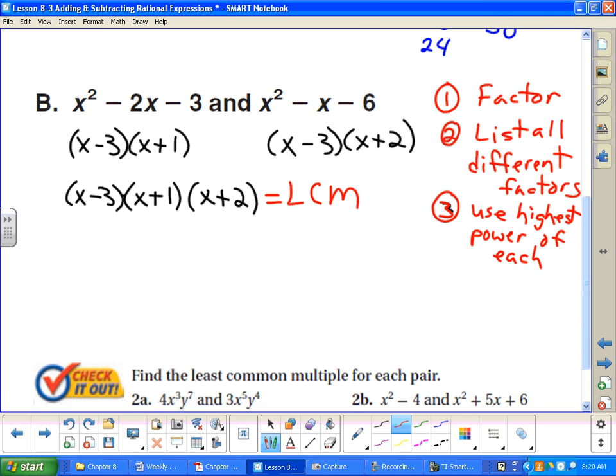So for instance, if it happened to be that this was x minus 3 to the third, then that means I'd have to have a 3 here. I would still have x minus 3 in both of these two. So I've listed all of them, but I have to make sure I use the highest power. So the highest power would have been 3. So that is my least common multiple.